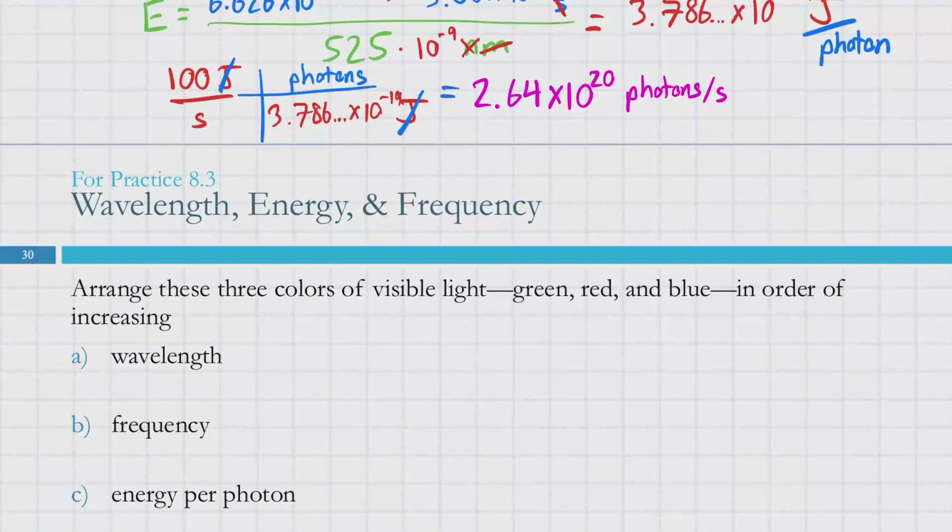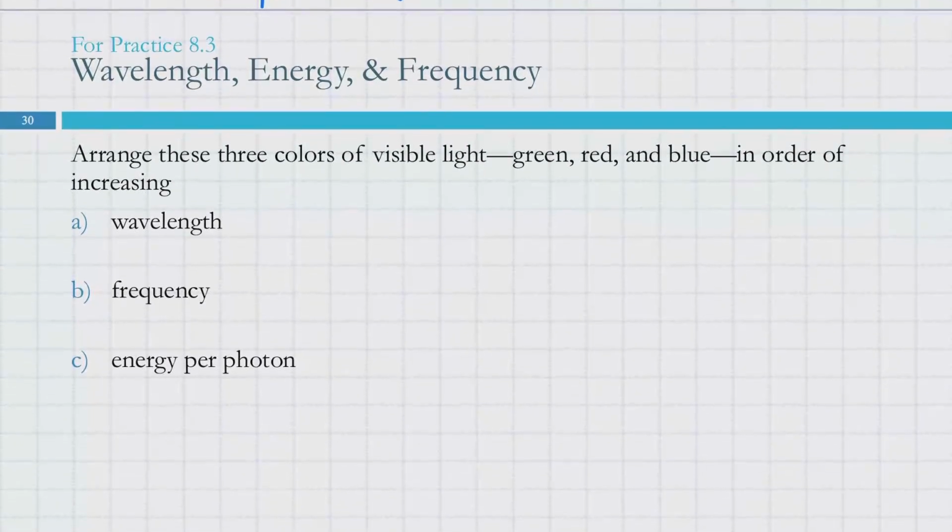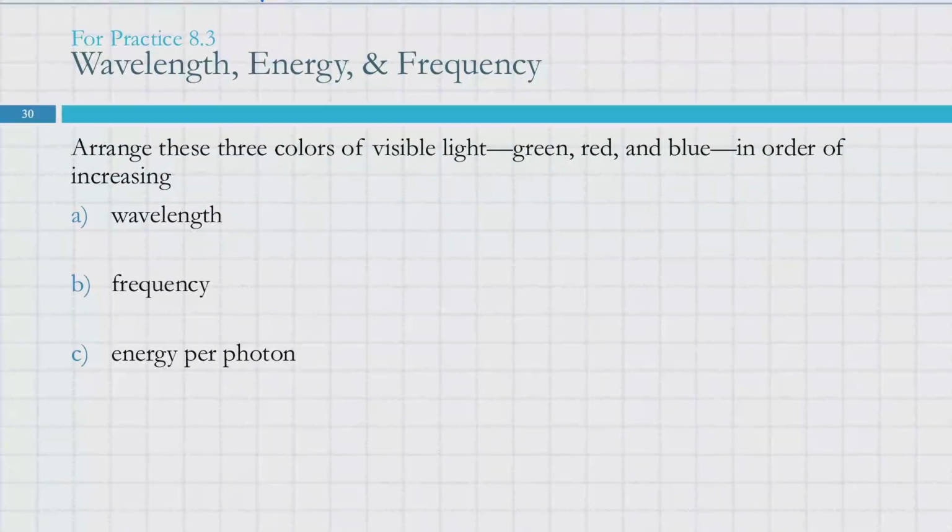All right, testing what we remember from last class. Arrange these three colors of visible light, green, red, and blue, in order of increasing wavelength, frequency, and energy per photon. And I'll give you a little bit of time to do this. Okay, that was a little bit of time.